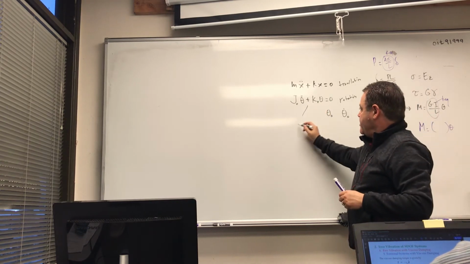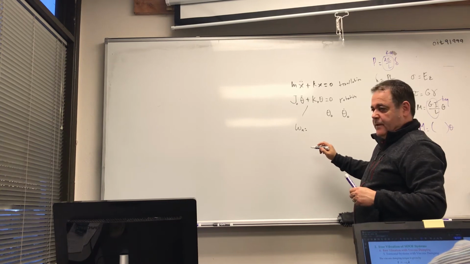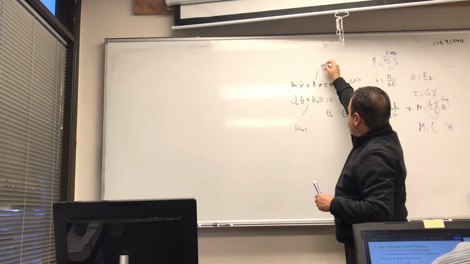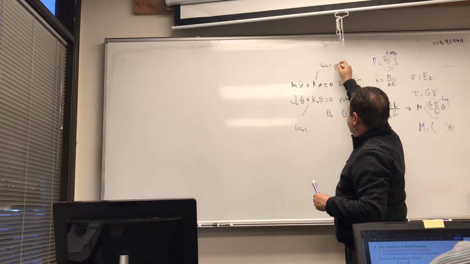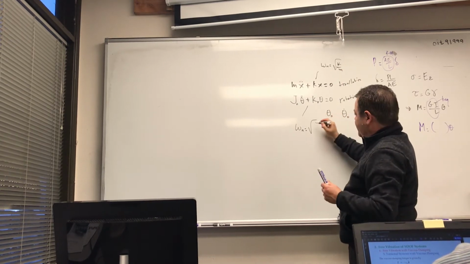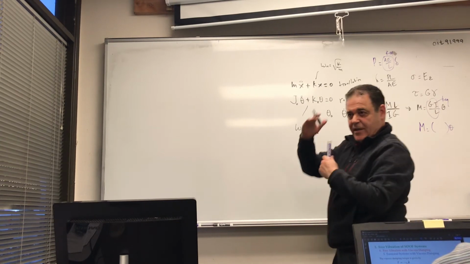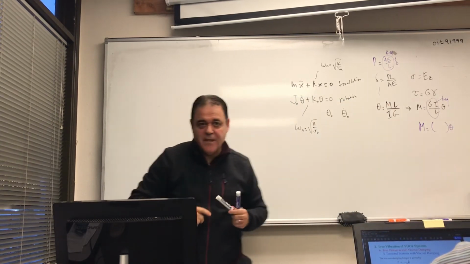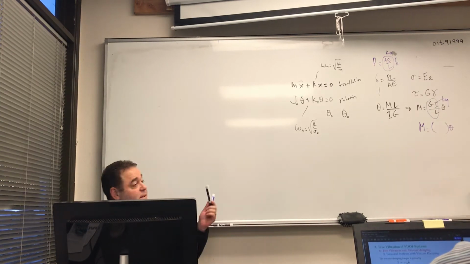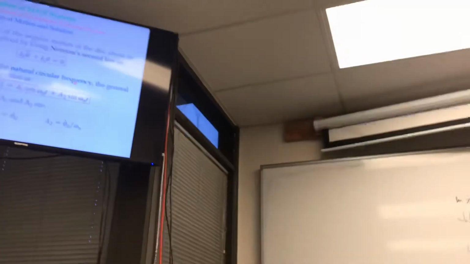Shouldn't be any hesitation. What is the frequency here, omega n? Root K over M, so here it would be root K over J naught. Analogy saves you a lot. So when you write that equation, that's it. Omega n is the square root of kT over J naught, the natural frequency of vibration.